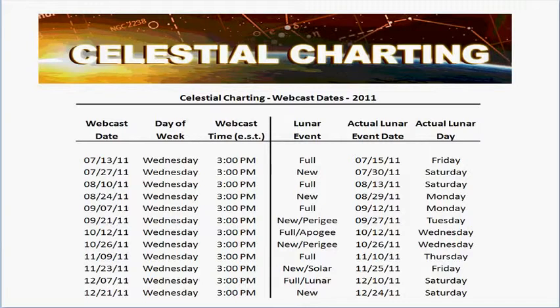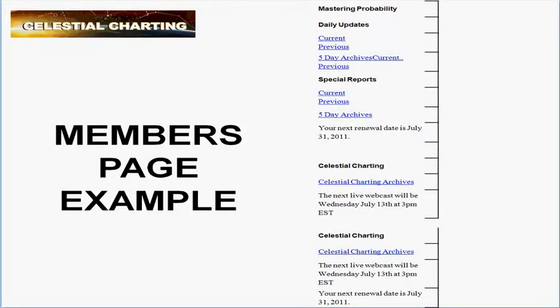For those of you new members that are out there, this is a copy of a members page, and you should see a number of buttons like this with regard to mastering probability or celestial charting, and that's just simply the layout there. As all of you folks have seen, we get the link live for this webcast early in the afternoon on the day of the webcast. But you're able to go to Celestial Charting Archives and replay this one, replay the other ones, so that you've got that information available to you.